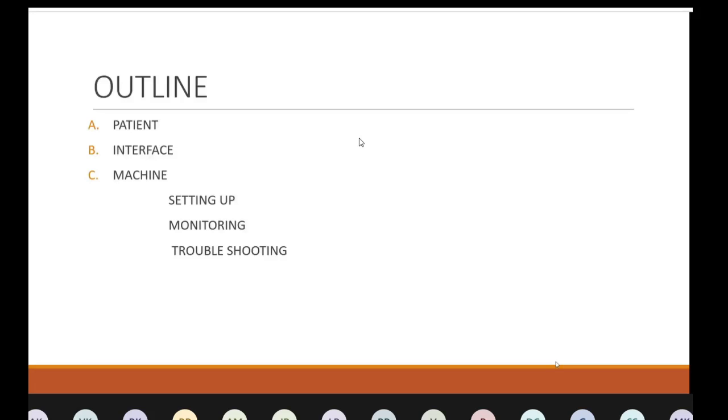Look for leaks and adjust the traps. An ST mode can be selected. So how will you start NIV for a BiPAP machine?